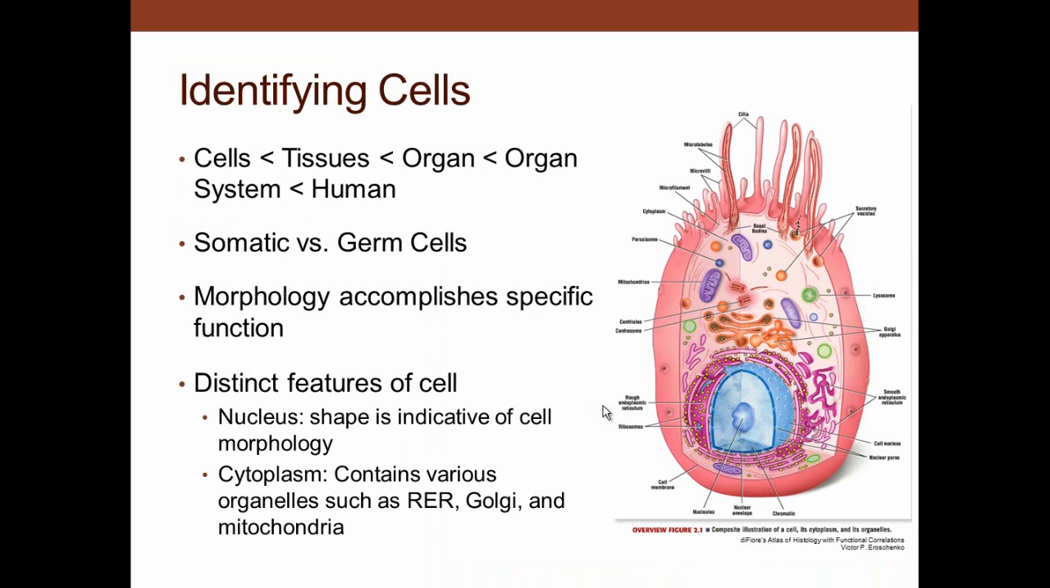So identifying cells, you've got the cell, which is a basic component of life. A tissue is more than one of a type, a group of cells. Epithelium would be a tissue. Tissues make organs, organ systems, and then you make a whole human. Cells are of two types. There are somatic cells, those are muscle cells, and then there are germ cells. Germ cells are the gametes. They're either going to make sperm or going to make egg. Those are the germ cells.